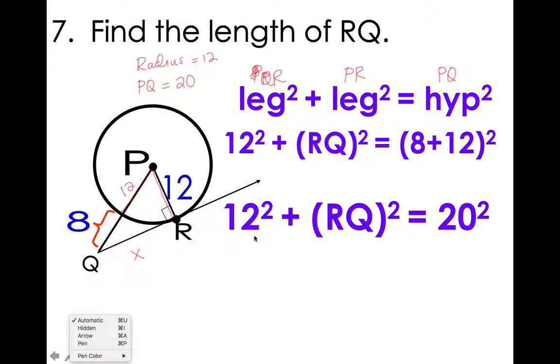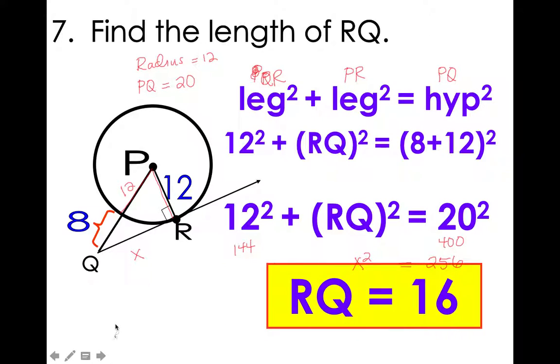Now, just to make sure we remember, this right here comes out to be 144, and this comes out to be 400. And so when I subtract 144 from both sides, I end up with my unknown, which I'll just say is x squared, is equal to 256. And then when I take the square root of both sides, I end up with RQ is 16. So that means that RQ, this side length right here, this leg, is 16.